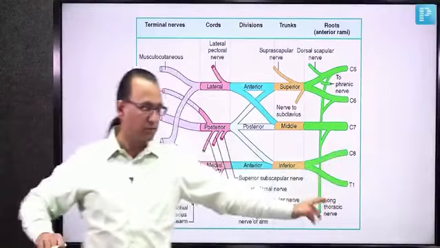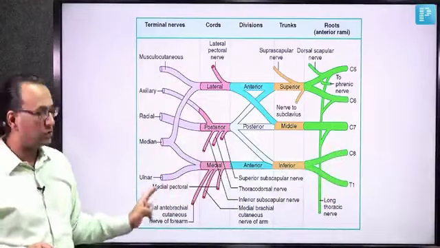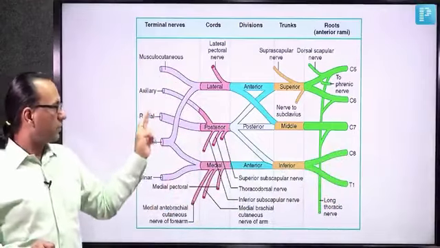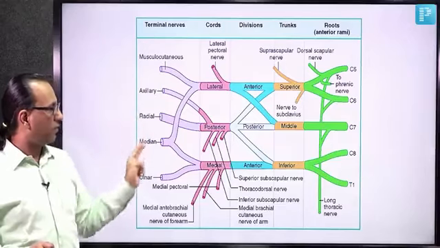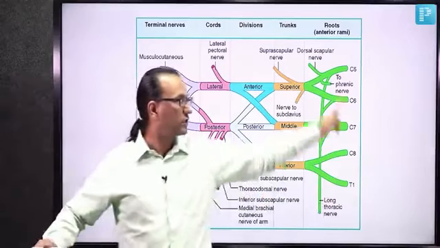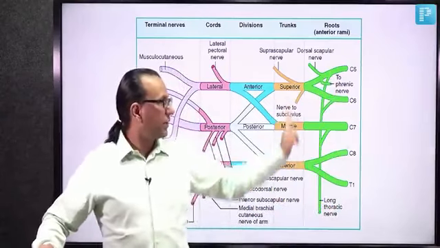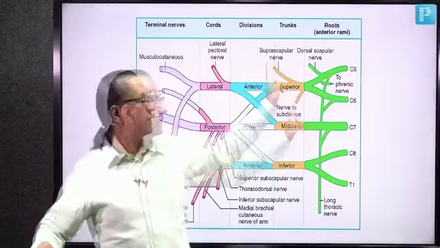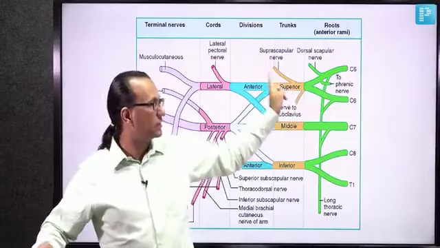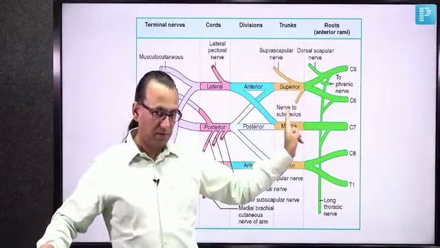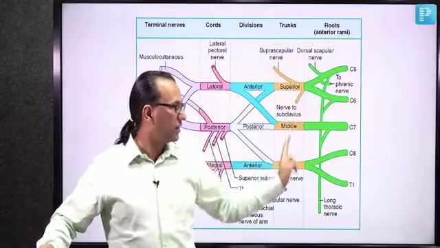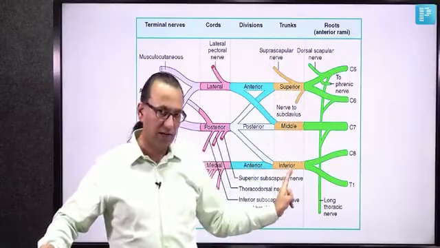But there are some nerves which can have all the 5 root values. For example, the radial nerve is one and the median nerve is the other. They have all the 5 root values of brachial plexus, which is C5, 6, 7, 8 as well as T1. Out of the trunks, only the upper trunk will be giving 2 branches in the neck region, that is the suprascapular nerve to supply scapular muscles and the nerve to subclavius to supply the subclavius muscle. Otherwise, the middle and lower trunk don't give any branch in the neck region.